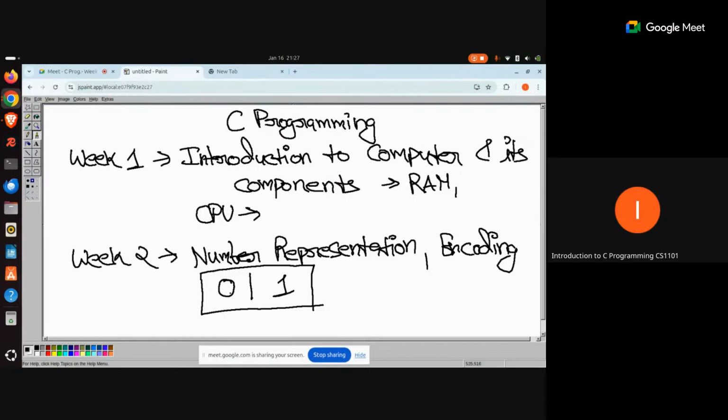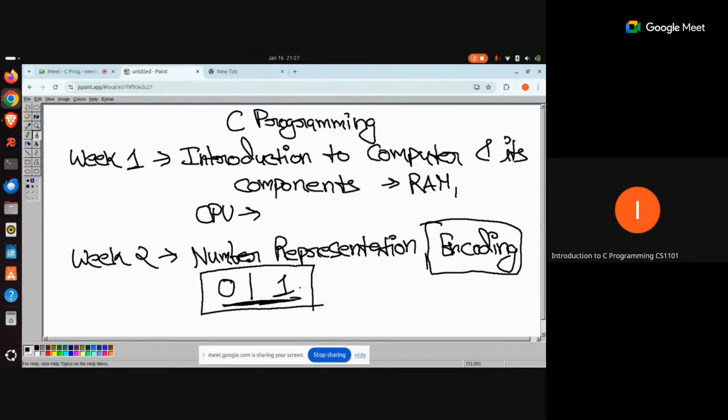Now, if a computer can only understand 0 and 1, how is the computer able to understand when I'm trying to type A, a digit, some other special symbol, a space character, or any other special character? This is what you will learn with the help of the number representation that will be introduced as part of week 2, and the encoding, which works behind the scenes and converts whatever input the user intends to give into the respective code words that a computer can understand or interpret.